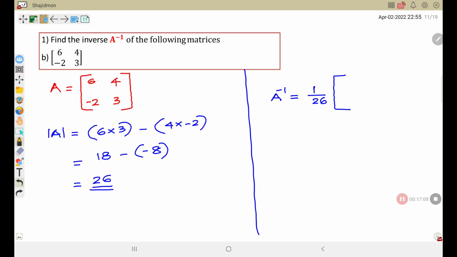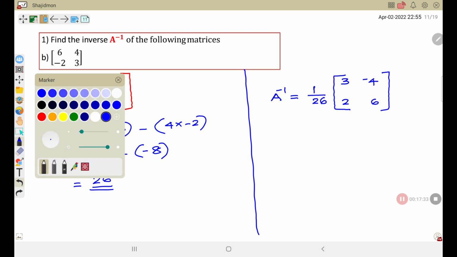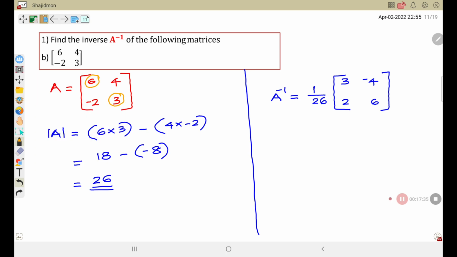What are the main diagonal numbers? 6 and 3, correct. We need to interchange these two numbers. That means 3 comes first and 6 comes last. Off diagonal numbers get the opposite sign. 4 becomes minus 4, minus 2 becomes plus 2, like this. Now we need to multiply 1 over 26 with each number of that matrix: with 3, with minus 4, with 2 and with 6.